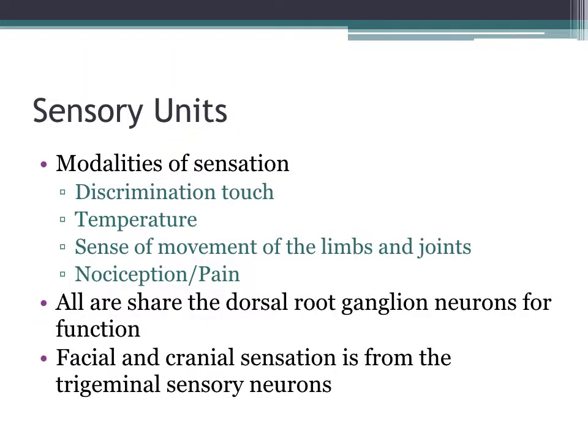Your book talks about your sensory units. And basically what we're talking about when we say modality of sensation, we're talking about what do these particular neurons feel. And so we have the discrimination touch ones. Other people might use the word fine touch. It tells us whether something is big or little, whether it's square or a circle, whether it's sharp, whether it's prickly, whether it's soft like a cotton ball. Those are the things that we are able to sense with discrimination touch.